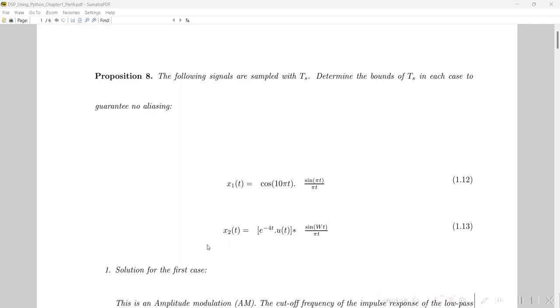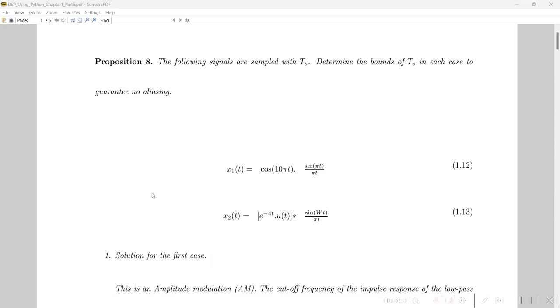And the second example, x2, is related to the convolution of two signals in time domain. Right? The first one is the response of a low pass filter. Later we'll get familiar with why it is correct. The first signal is convolved with a sinc in time domain. The width of the sinc is W. All right.